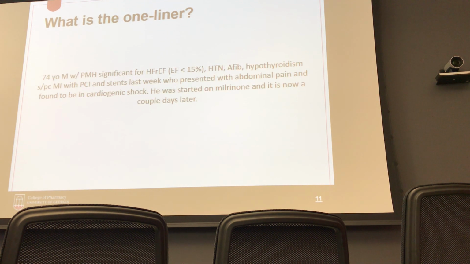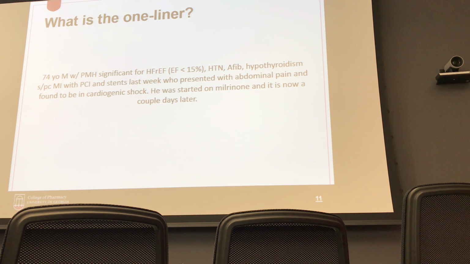Perfect. So this is what I had. I had a little bit more detail in here, but I also didn't give you much of a heads up. So, to me, this guy is a 74-year-old male. He's got a past medical history significant for heart failure with reduced ejection fraction, specifically an EF less than 15. He's got hypertension, AFib, hypothyroidism. He had an MI a couple weeks ago, or last week. Had PCI with stents. That's kind of a big deal, and you're absolutely correct.